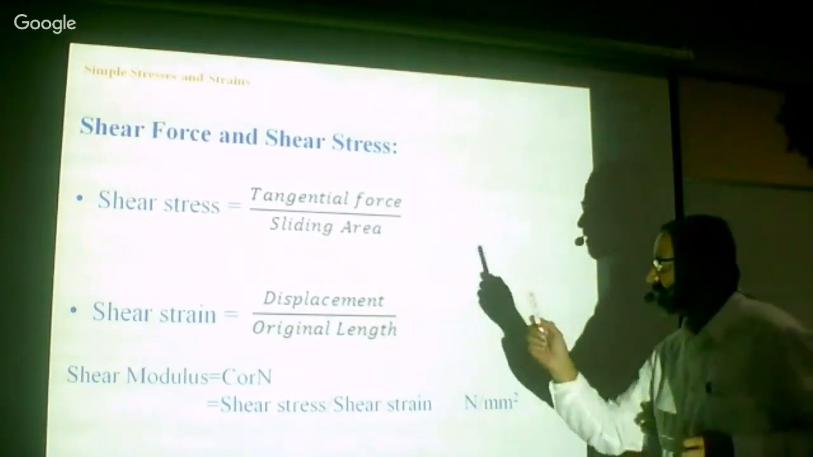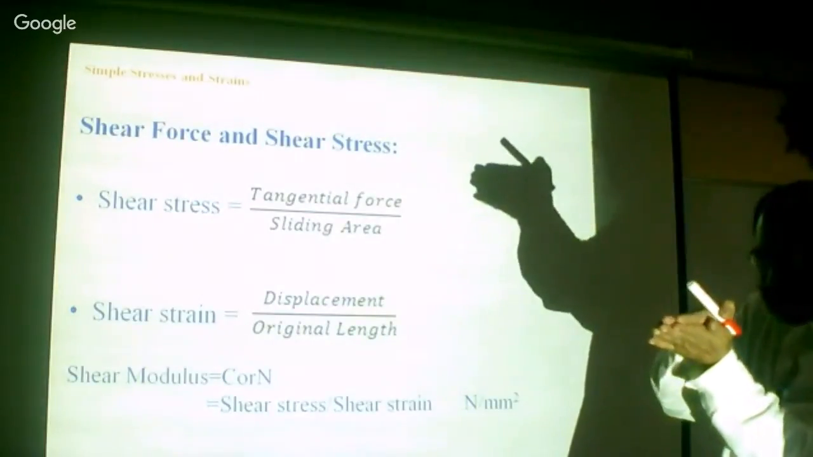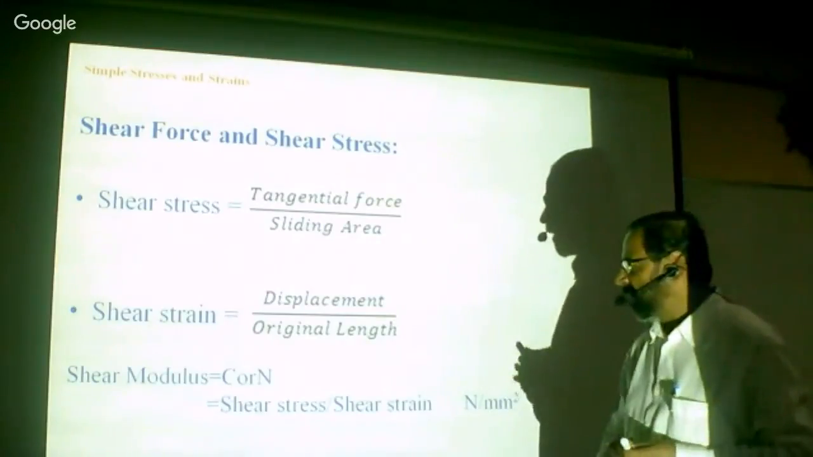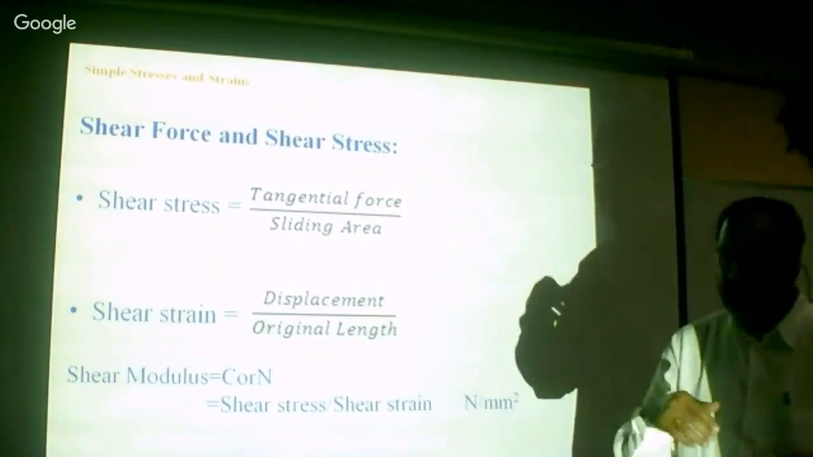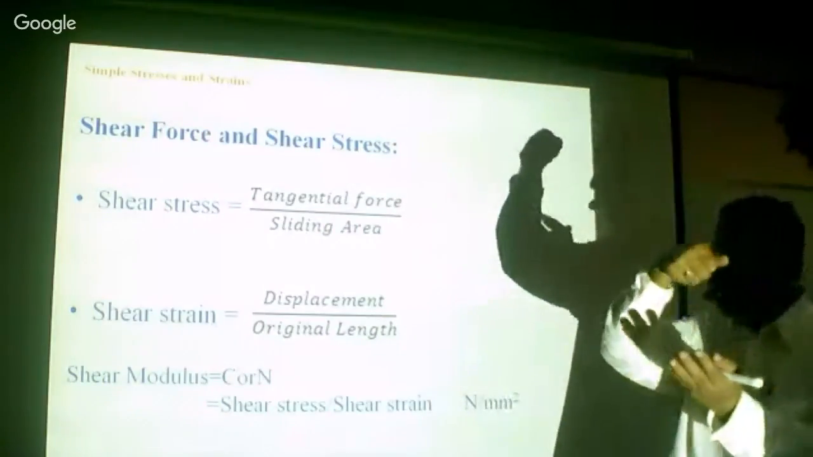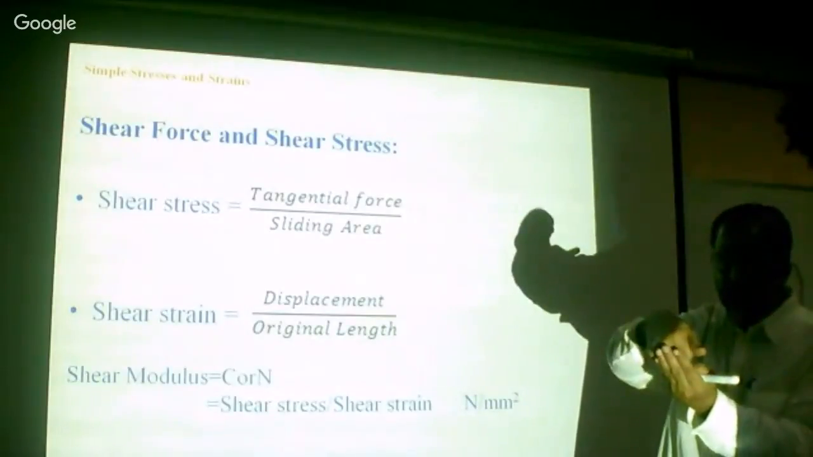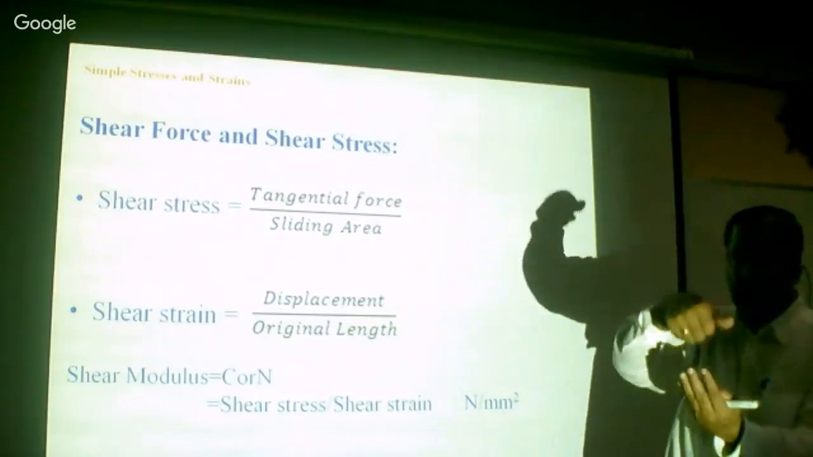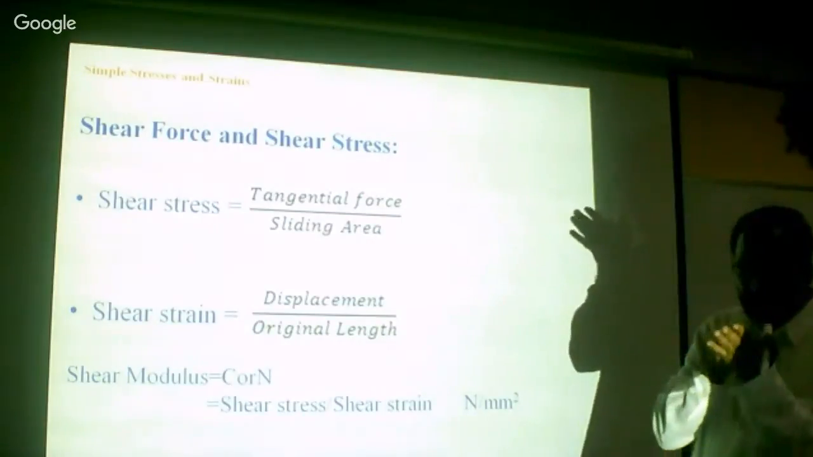And similarly, the shear strain. The shear strain is the shear deformation, the amount of deformation divided by its original length. That gives you the shear strain. Now similarly, there is another constant called the shear modulus. Earlier we discussed the Young's modulus. Young's modulus is direct loading, against the direct force. Whereas here the shear modulus is another constant.